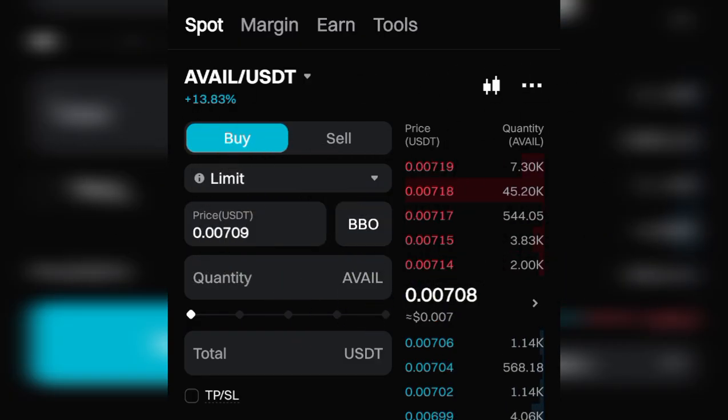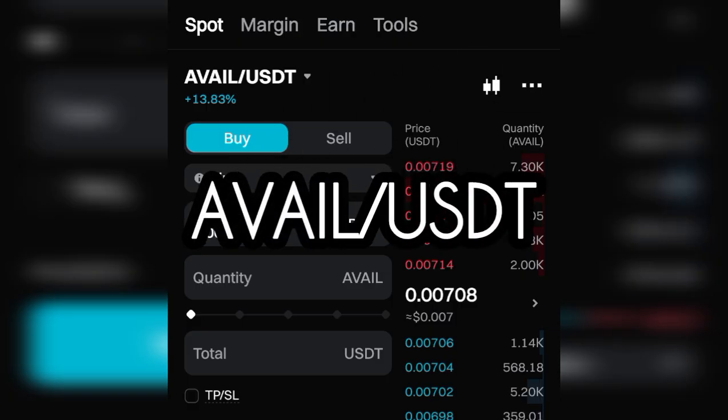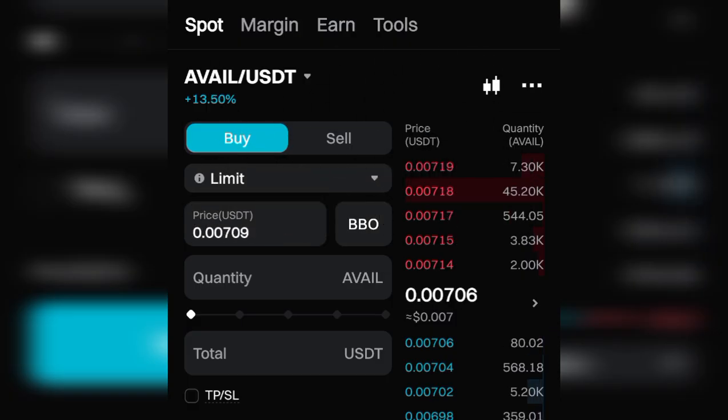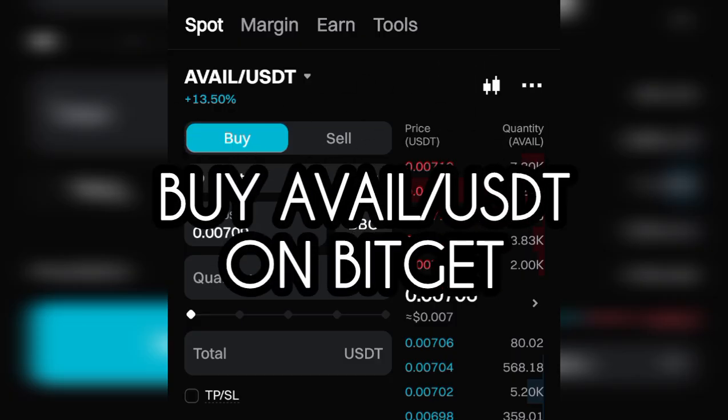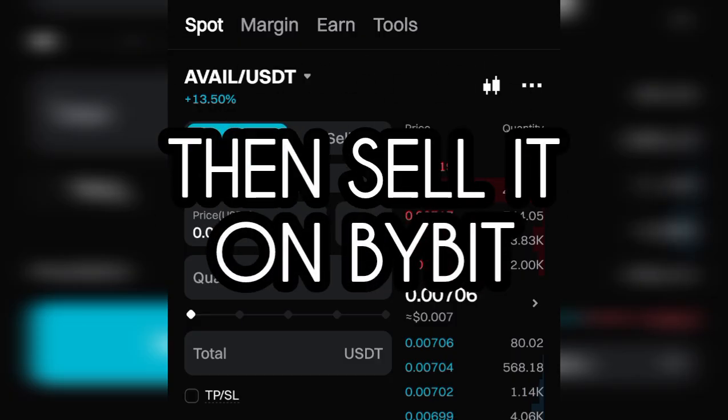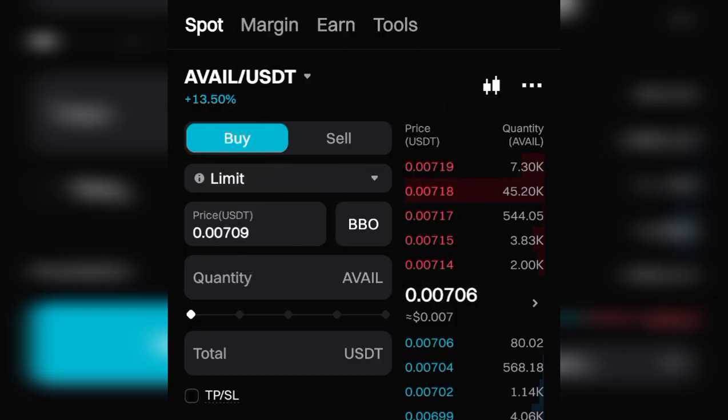So we have a Avail/USDT pair, and our Wonder Tool told us that we should buy Avail on USDT in BitGet and then go sell it over at Bybit. So let's see whether our Wonder Tool is saying the truth.